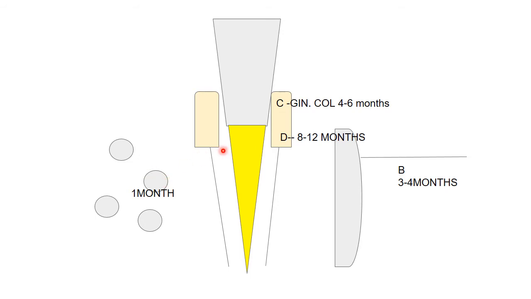Then after that, the periodontal ligament fibers usually take 3 to 4 months to completely remodel and readjust on the cementum surface of the tooth. The gingival collagen fibers take 4 to 6 months, and the circumferential supracrestal fibers take around 8 to 12 months. Now today the focus of the class will be on these fibers, which take at least 8 to 12 months.